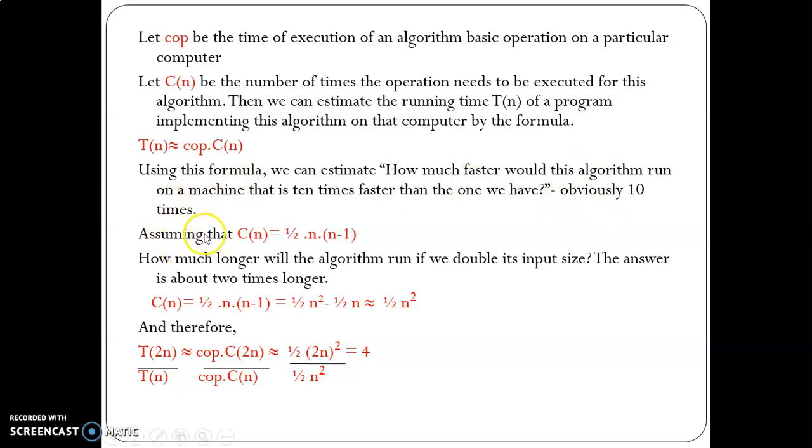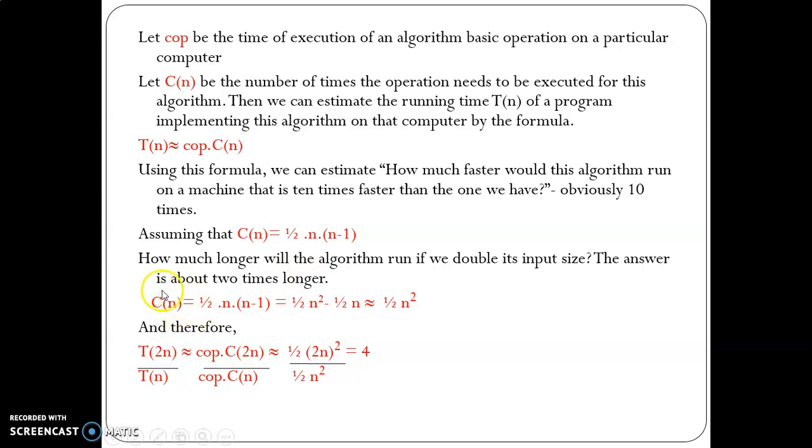Now let us give a value to C(n). Let us give it a formula of half into n into n minus 1. This is the assumption that this is the total number of steps that we are going to execute. Now, how much longer will the algorithm run if we double its input size? If we increase the speed of the machine 10 times, then the algorithm is going to run 10 times fast. Now, if we increase the input size n to double, how much faster or slower will the algorithm run?